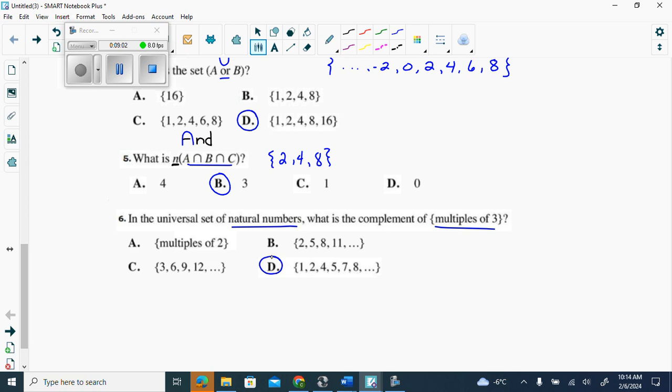Complement. Some people just bypass this word. Okay, we have to read all the words. Complement means not multiples of 3 in the natural numbers.